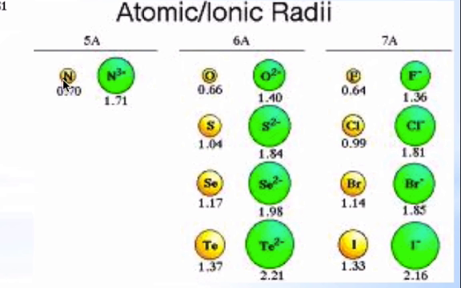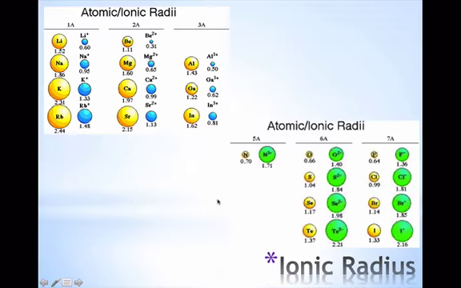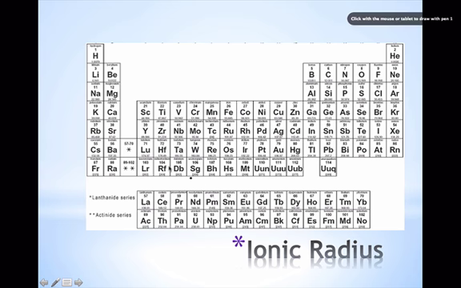I have the nitrogen atom, and then after it's picked up the 3 electrons that it wants, it's much, much bigger. Oxygen picking up its 2, fluorine picking up its 1. And you can see that when it picks up more electrons, the bigger it gets. So then 3 negative is bigger than the 2 negative, which is bigger than the 1 negative. So let's go to our periodic table and let's draw some arrows in.